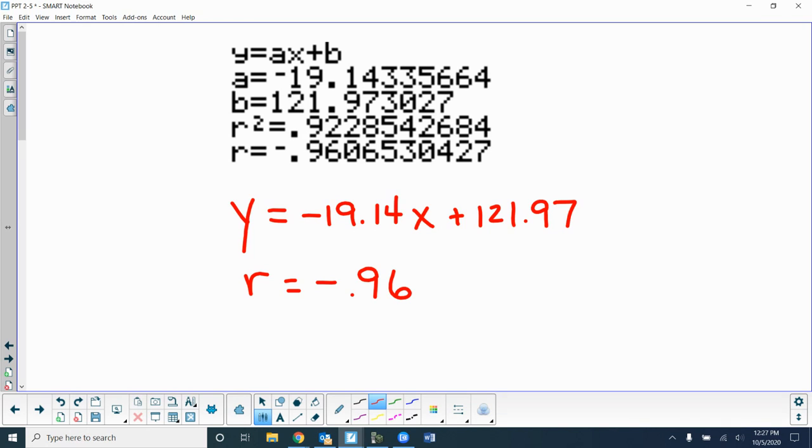But again, for the test, all you're going to have to be able to do is put it in the list and then go back and calculate the linear regression. And these are the two answers I would want on that. Yeah, that's easy. Any other questions?